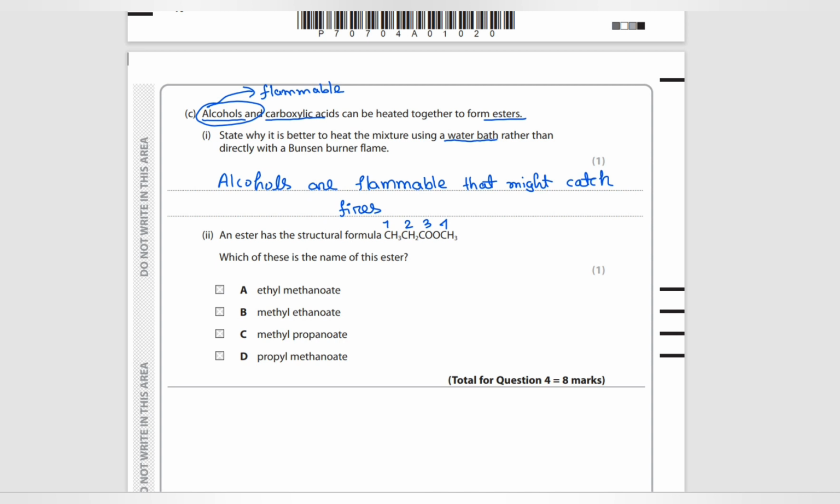So let us first draw the entire diagram. That is CH3, then CH2, and then again C double bonded with oxygen, and then single bonded with CH3. So this is the entire thing.